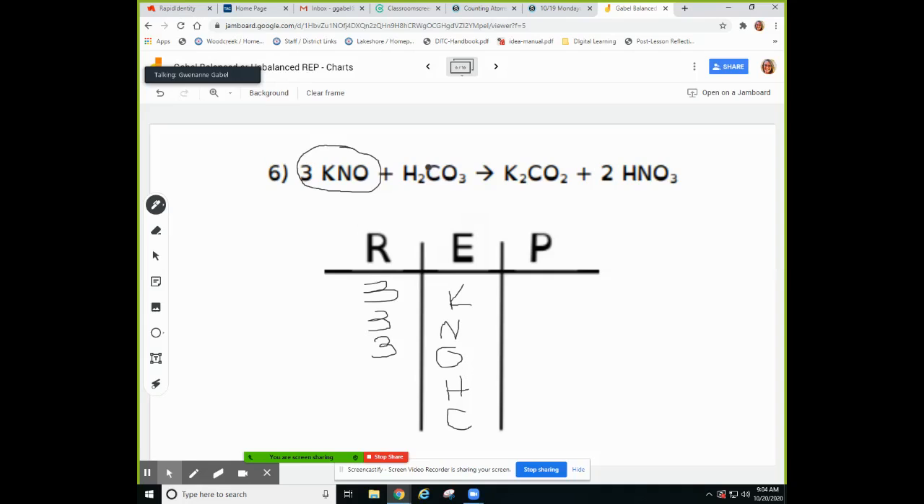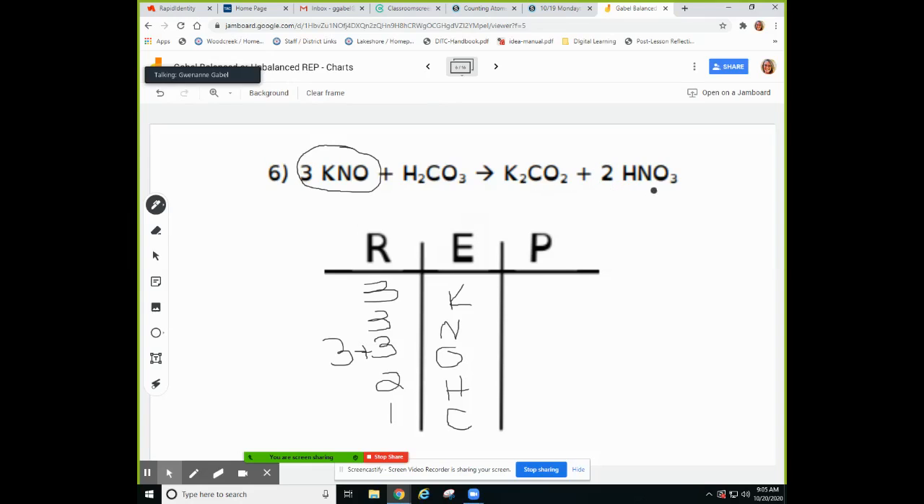Now there's no coefficient for this compound, but hydrogen has a subscript of 2, so that tells me there are 2 atoms of hydrogen. Carbon has no subscript, so that tells me there is 1 atom of carbon. And then in this compound, I have 3 more atoms of oxygen according to that subscript, and so I'm just going to add that to where oxygen is.